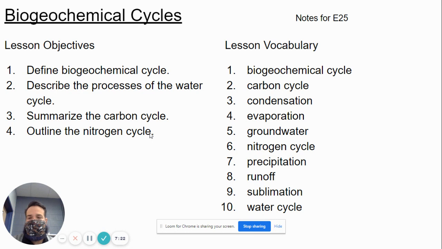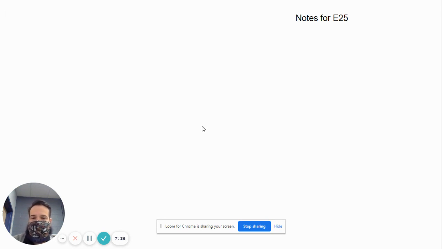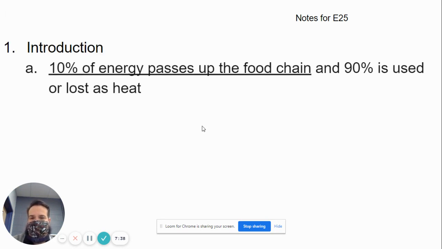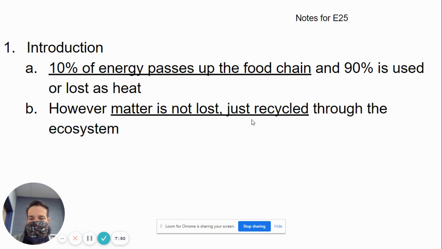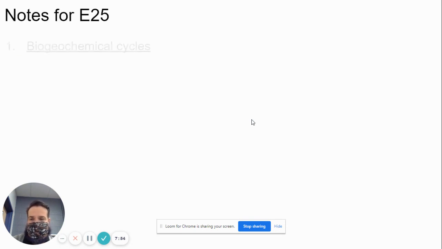Okay, so at the end of these notes, we should at least be able to define biogeochemical cycle, and we should at least be able to summarize the water cycle, which you should probably know from every year of science you've ever had. We know that 10% of the energy passes up the food chain and 90% is lost as heat. We talked about that last class. Matter is not lost. It's just recycled through the ecosystem, right?